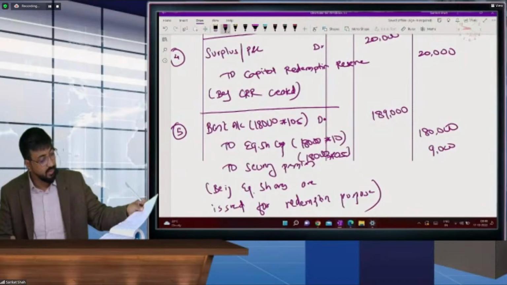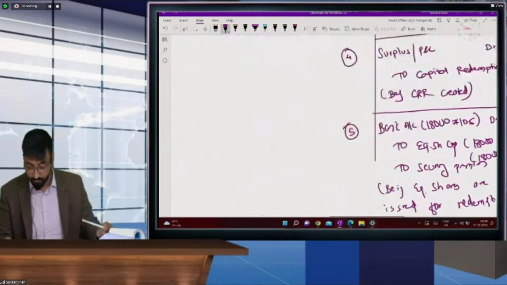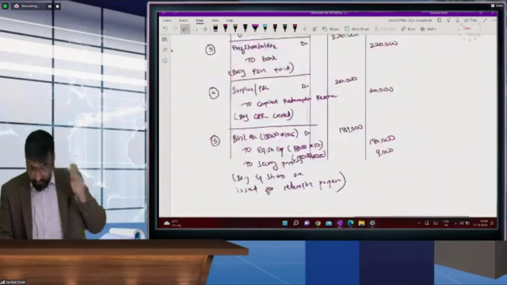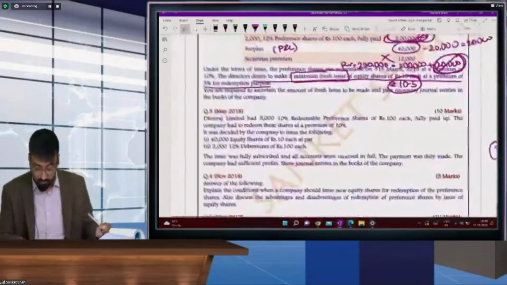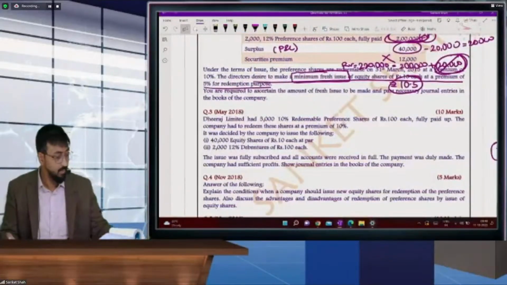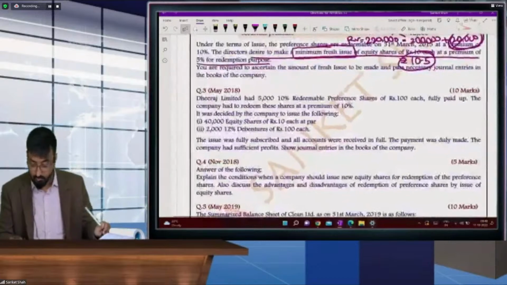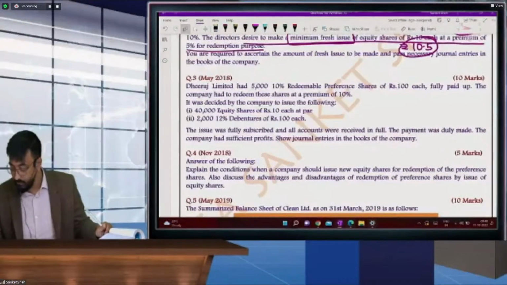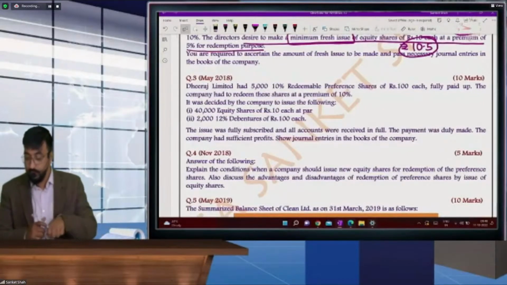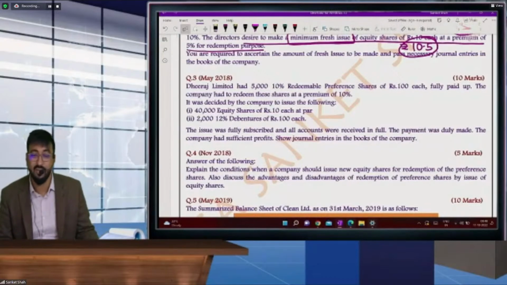In 2018, in CA examination, you got the question of 10 marks. Okay. In 2018. Yes, beta. Sequence you can use same. Otherwise, ठीक है. थोड़ा ऊपर नीचे it's okay. If number of shares are already given in the question, so you can pass first entry of issue of shares, then CRR, and then redemption entry.